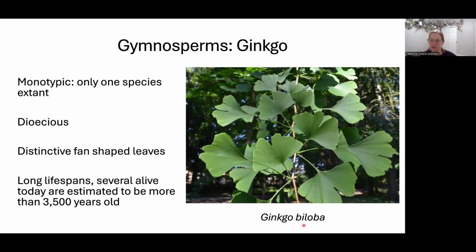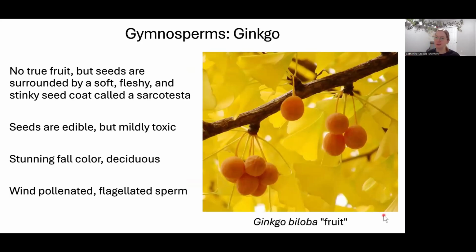They have very long lifespans. Some that are alive today are estimated to be 3,500 years old, which is incredible. And they have amazing fruit, and I'm using air quotes because it's not true fruit, but they have this seed, and around the outside of the seed, there's this fleshy layer, and it's stinky. It smells. It smells like vomit. It smells like dog poop.